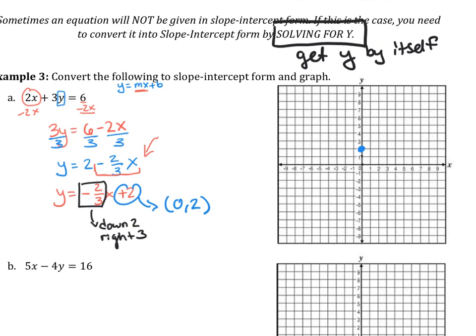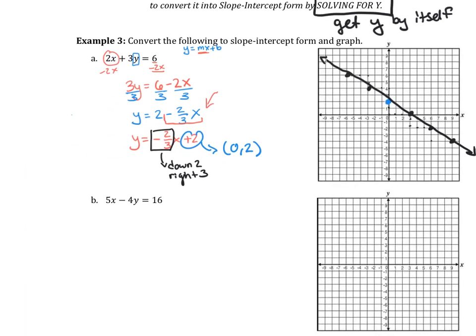So I go down 2, right 3; down 2, right 3; down 2, right 3. And again, you could do the opposite to get points in the other direction: up 2, left 3. And then you connect your dots, and that's your line. Alright, I want you guys to go ahead and try letter B.